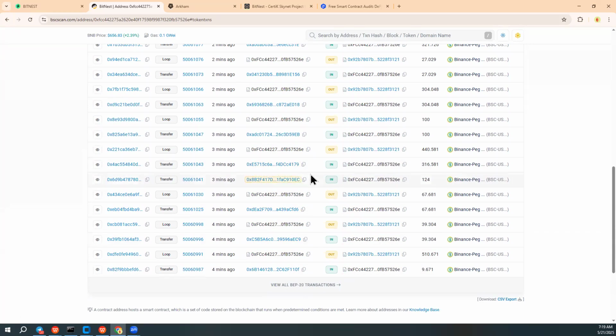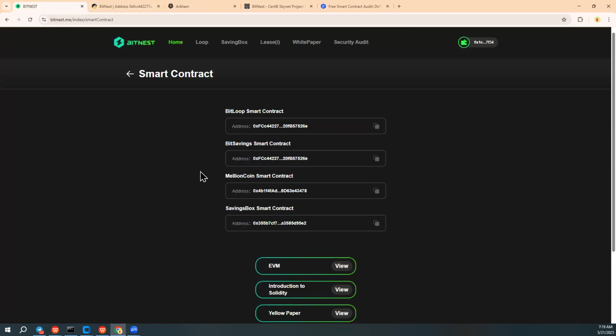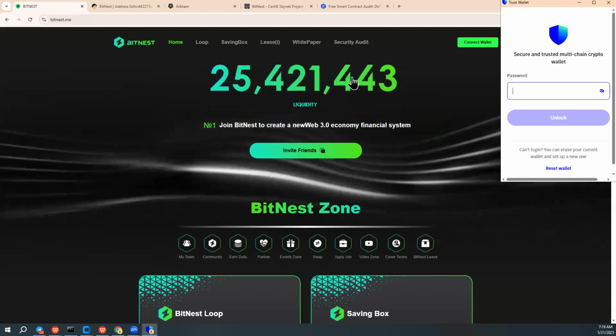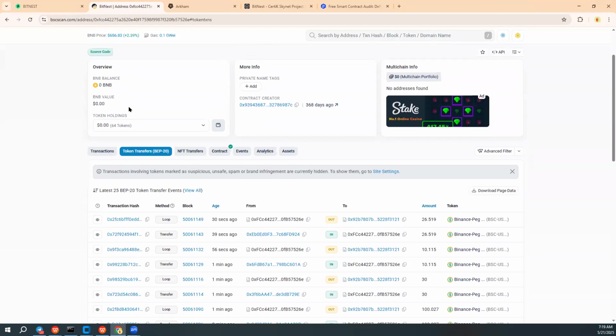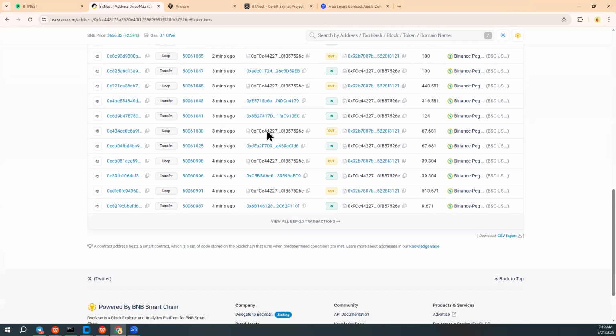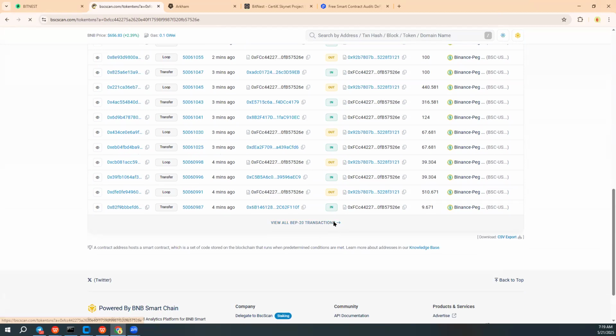How much funds are locked in PancakeSwap? You can see here the liquidity is 25 million, that's it. So I think the liquidity is enough to pay you all, because every day there are so many transactions. You can check on BSC scan; there are so many pages, and you can check that the process is all the same.